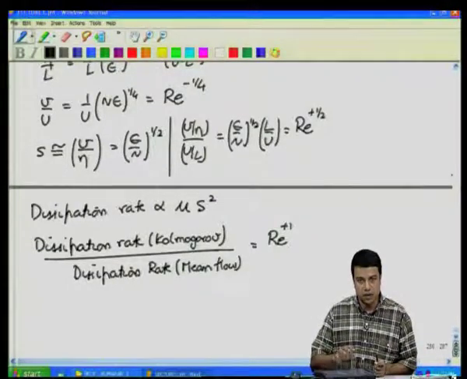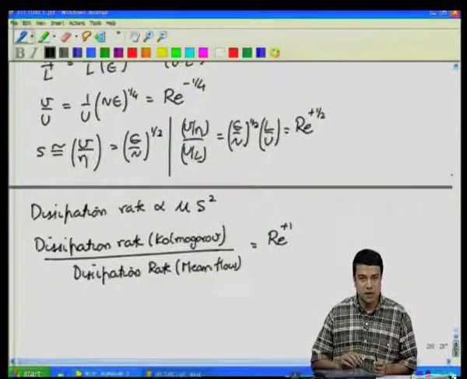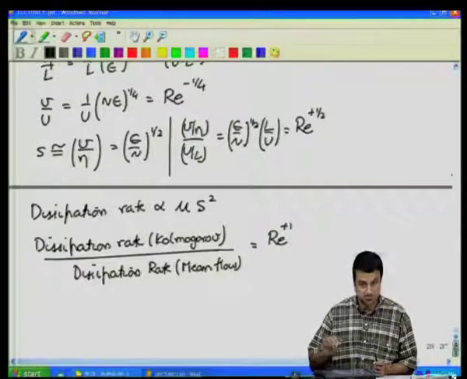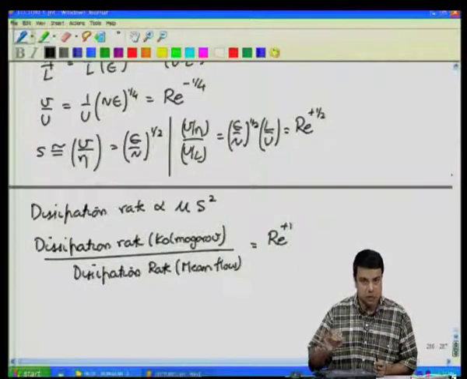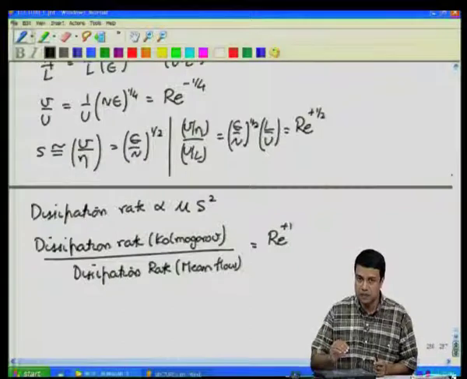Inertial terms are Re larger than the viscous dissipation rate. What this is telling us is that the dissipation rate in the smallest scales is Re larger than the dissipation rate in the large scales. That means that the dissipation rate in the smallest scales is comparable to the inertial terms in the large scales. That is what determines the balance of energy.